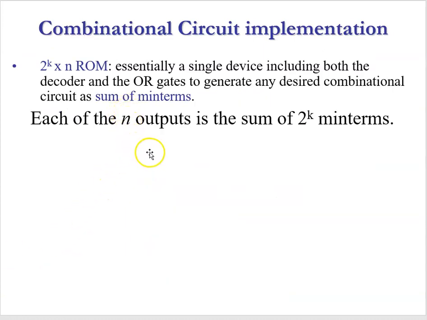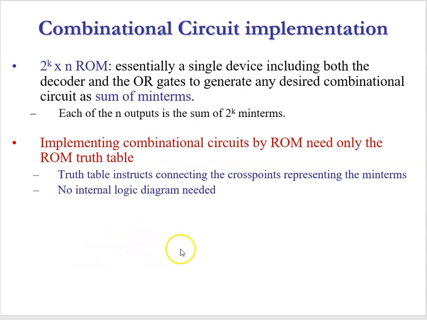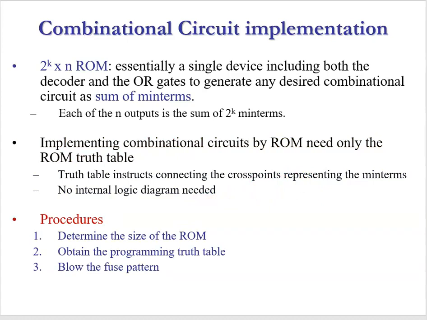So a 2^K by N ROM is essentially a single device including both the decoder and the OR gates to generate any of the desired combinational circuit as a sum of minterms. So each of the N outputs is the sum of our 2^K minterms. So implementing a combinational circuit by ROM, we only need that ROM truth table. The truth table instructs the connecting of the cross points, in terms of blowing the fuse or not. We don't need any internal logic diagram, just this truth table, or we can write it as a sum of minterms. So our procedure is just determine the size of the ROM, obtain the programming truth table, and then use the device to blow the fuse pattern.